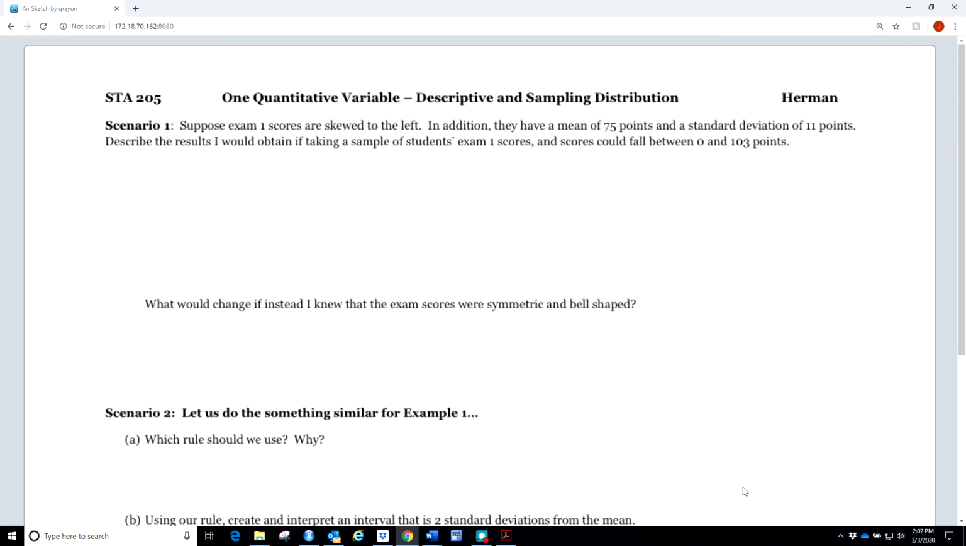In the previous video, you should have learned about Chebyshev's rule and how it is different from the empirical rule, and when to apply which. So now we're going to go through a couple of different examples to apply those rules.